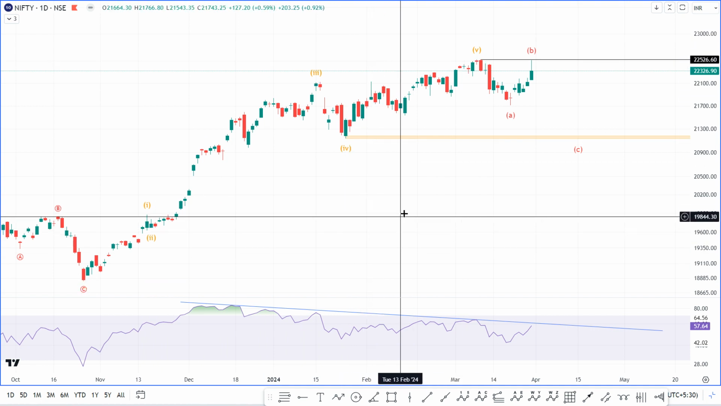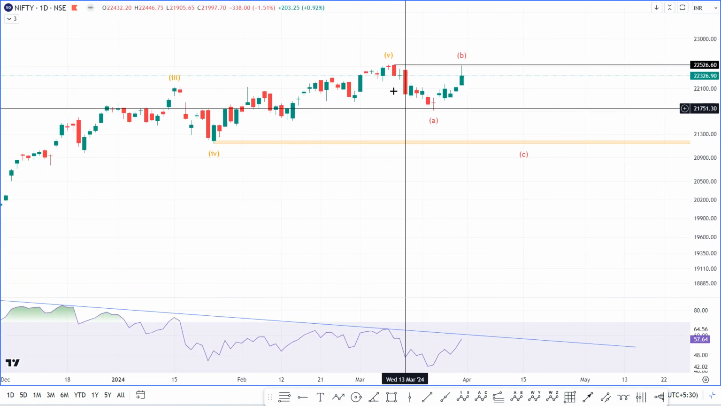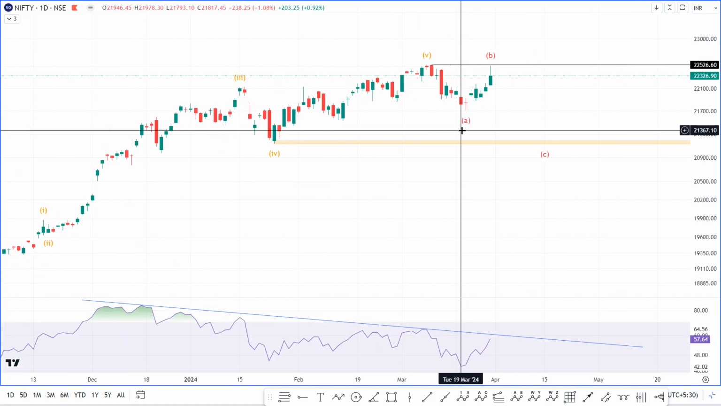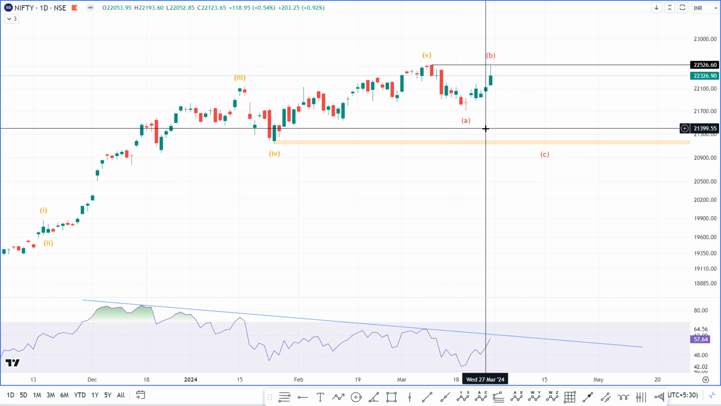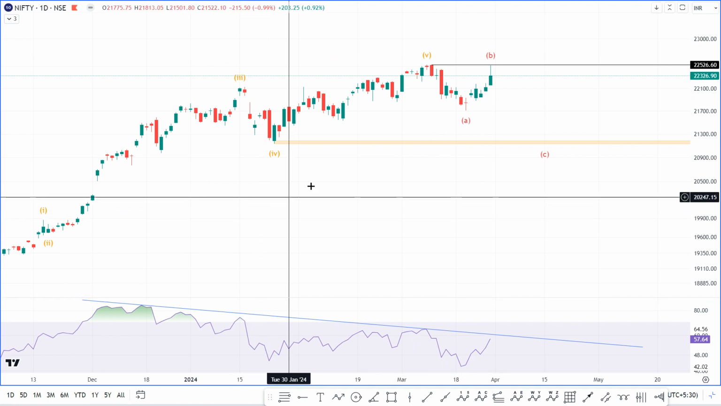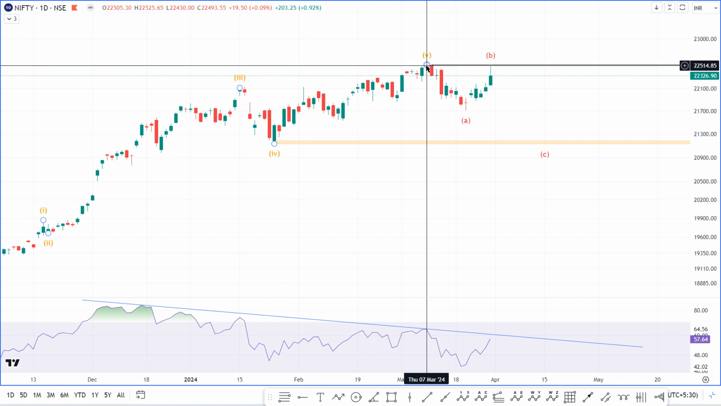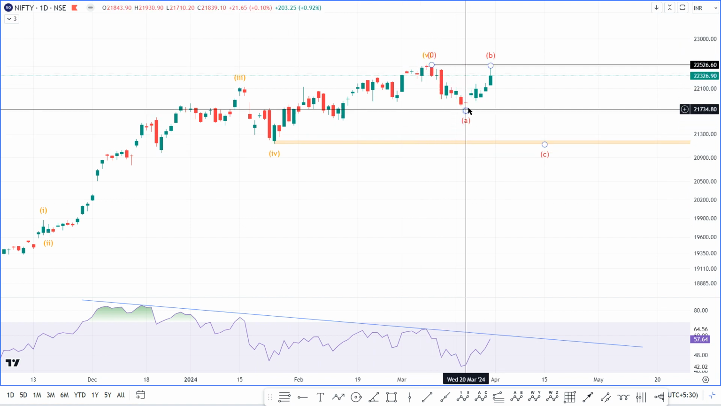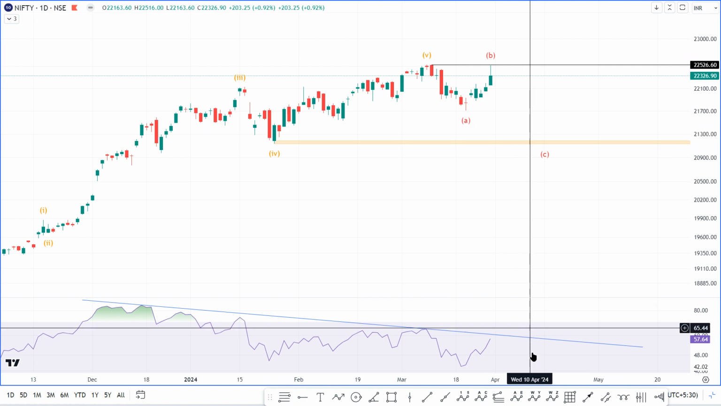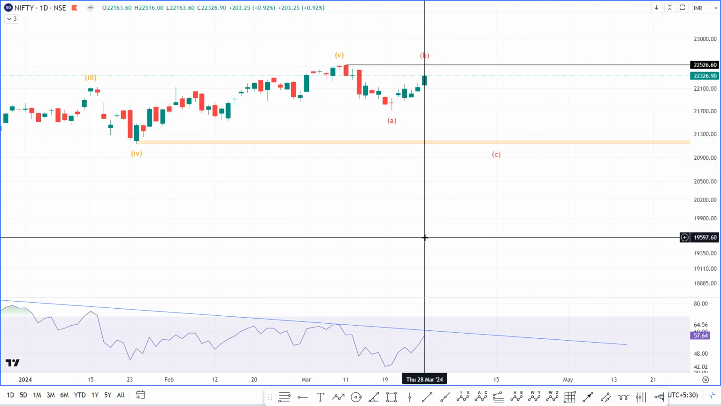So now going ahead, this is our A correction. This five wave impulse is completed. So now we have to wait. In case one, we are considering that the five wave impulse has completed and the correction has begun, where the A wave is completed and the B wave is also completed. Now we're waiting for a C wave.